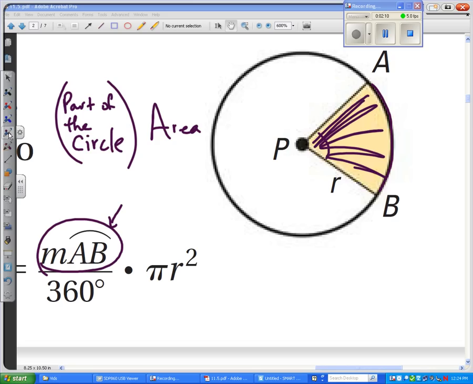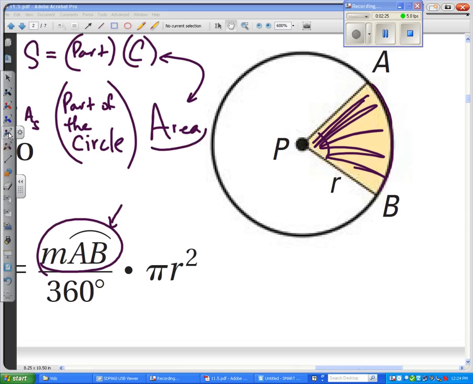This is very similar to the equation for the arc length. This is the area of a sector. If I find the arc length of a sector, it's equal to the part of the circle times the circumference. Notice that's the same idea here. So all you really have to remember is the area formula and the circumference formula and plugging them in.